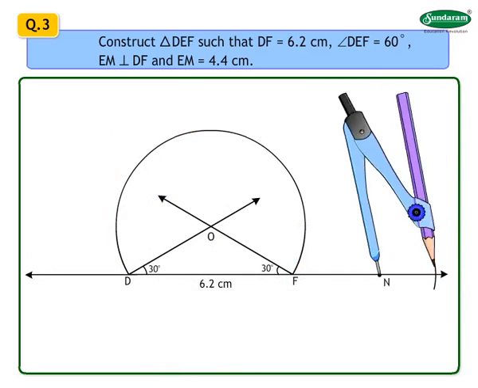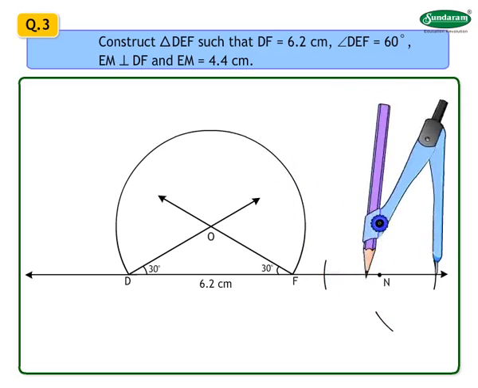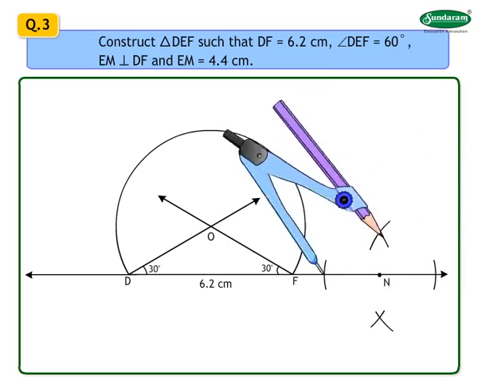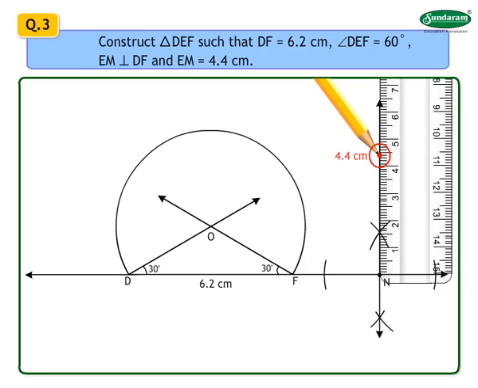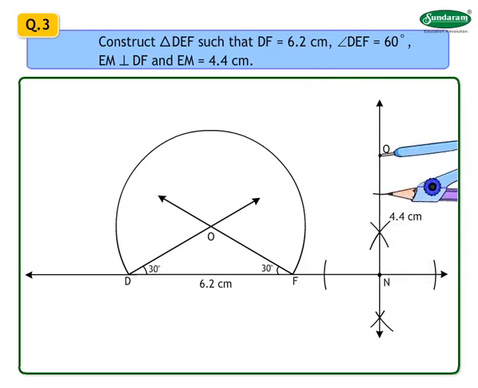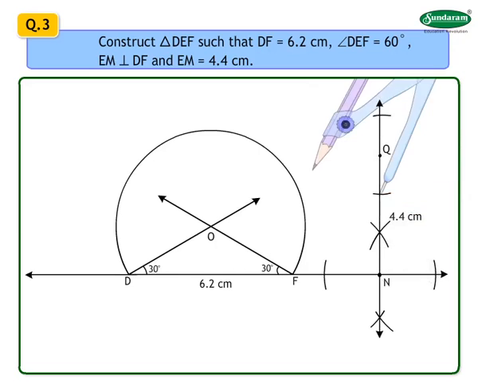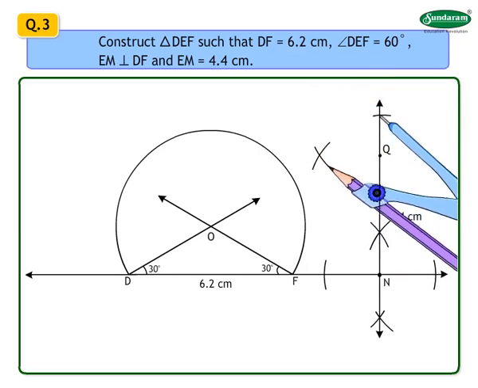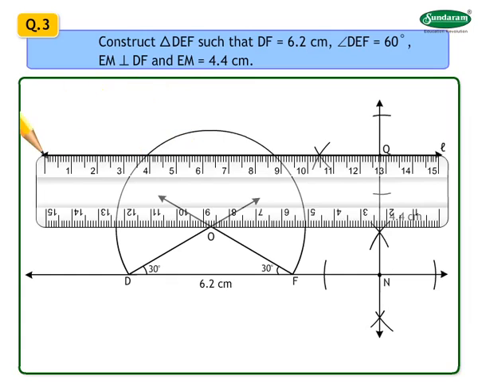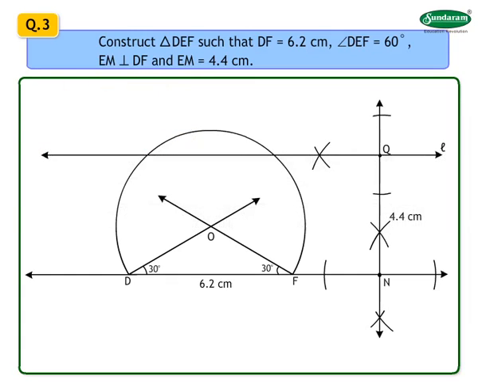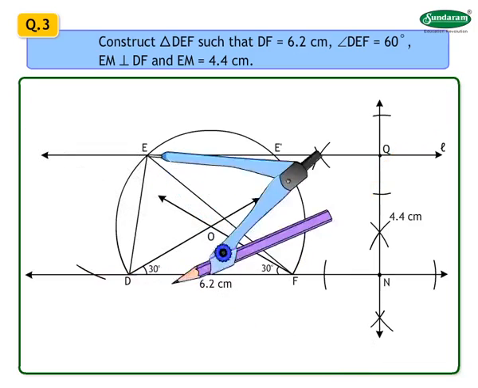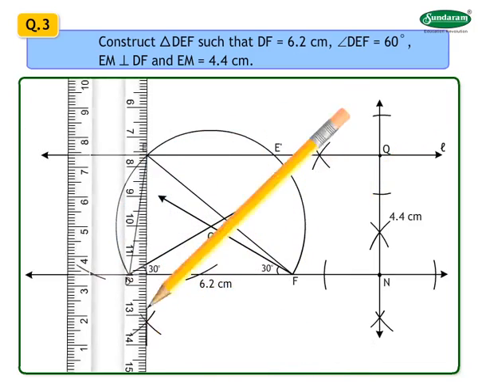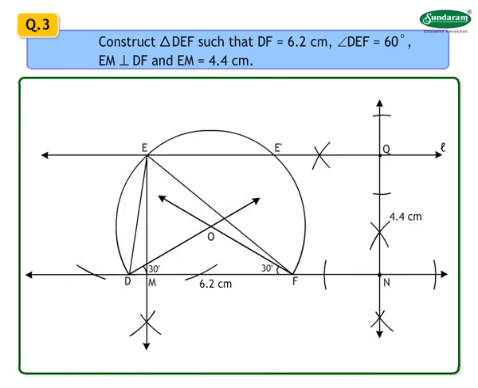Draw a perpendicular line through point N. Take a point Q on the perpendicular such that NQ is equal to 4.4 centimeters. Then draw a line L parallel to segment DF through point Q. Thus, line L intersects the given arc in 2 points. Call them E and E'. Now join DE and EF. Draw EM perpendicular to segment DF. Thus, triangle DEF is the required triangle.